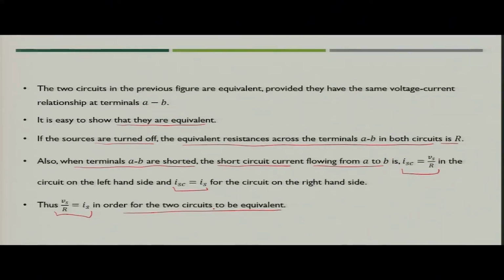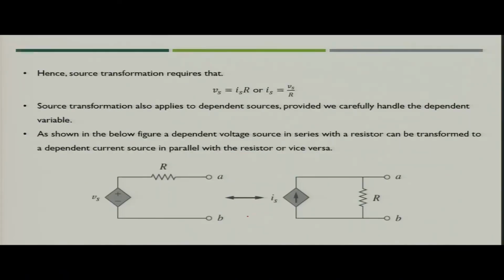So, now we have established the relationship between the voltage source and current source in both of the equivalent circuits. We can summarize that the relationship would be Vs is equal to Is into R, or Is is equal to Vs by R, when we go for source transformation.